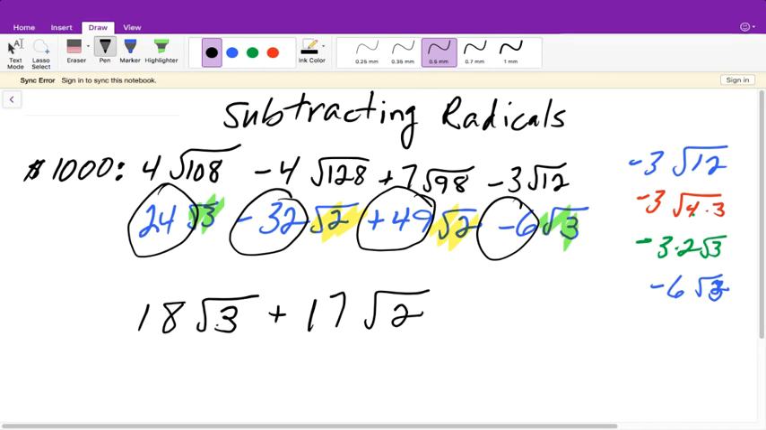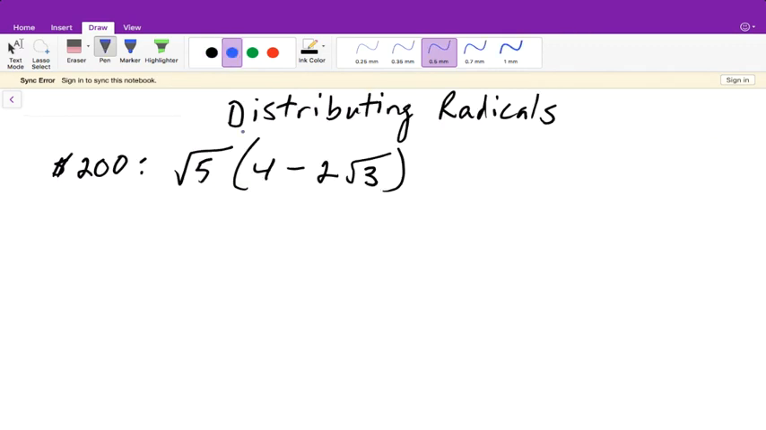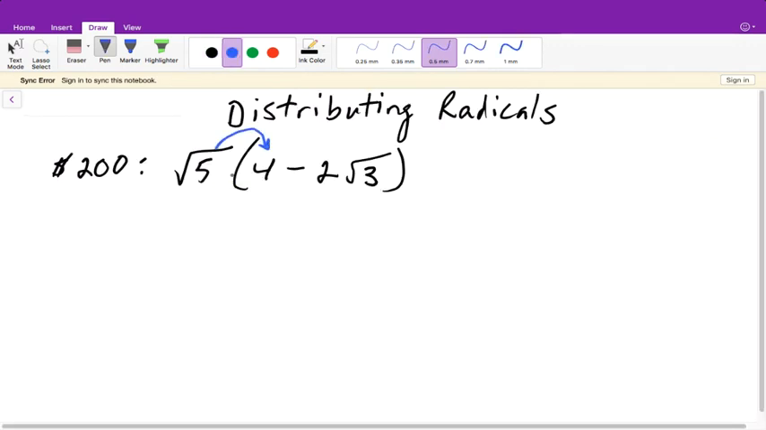All right, but that's it for this one. And then we're moving on to the last one, which is just distributing. All right, remember, when we're distributing, we need to distribute it into both. And we multiply our likes with our likes.